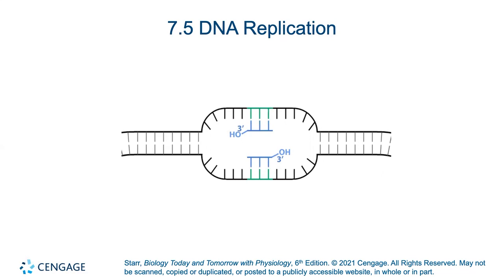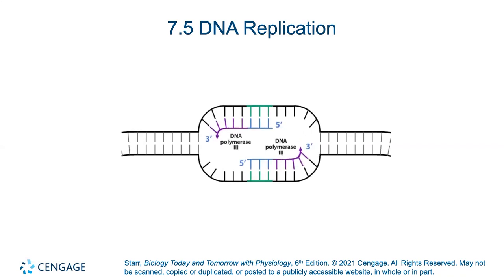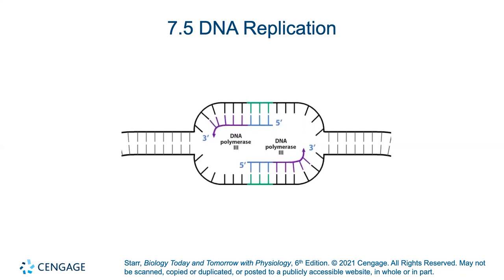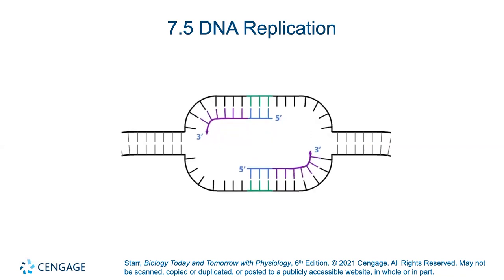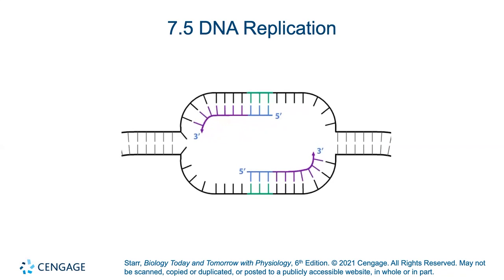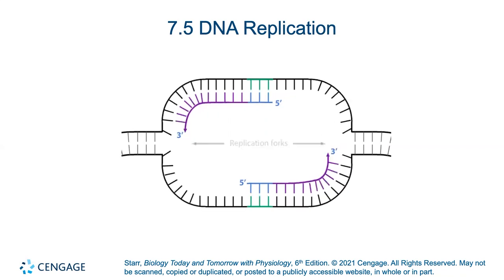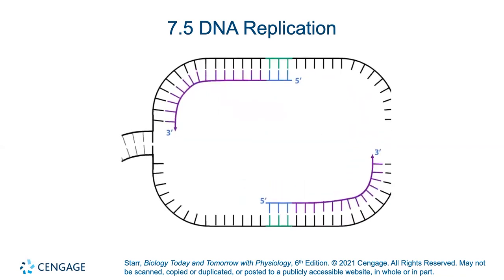The next phase is elongation. The helix continues to unwind as an enzyme called DNA polymerase III adds DNA nucleotides in the 5' to 3' direction away from the origin. The sites of helix unwinding and new strand synthesis are called replication forks. A circular bacterial chromosome replicates bidirectionally around the chromosome.